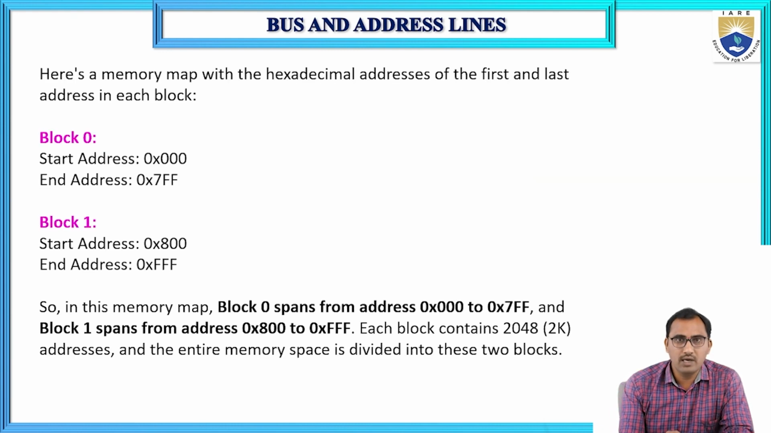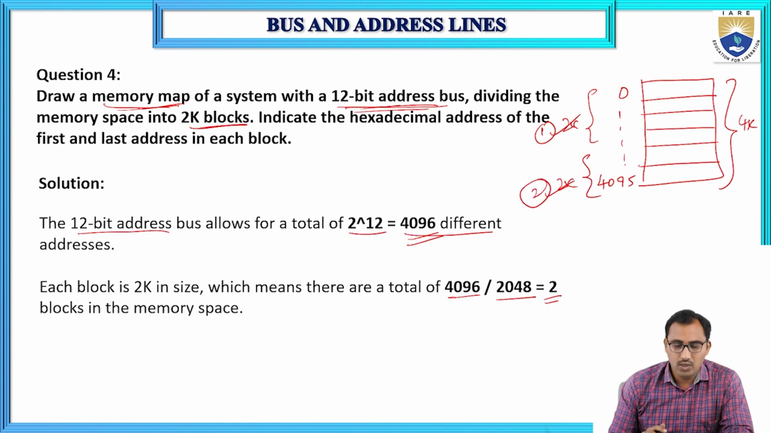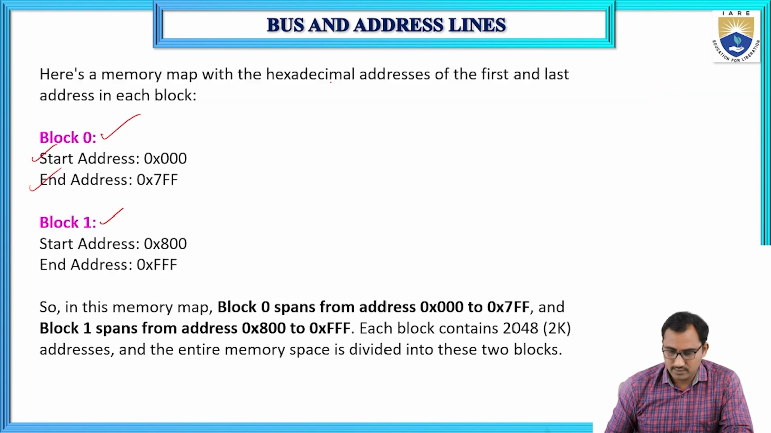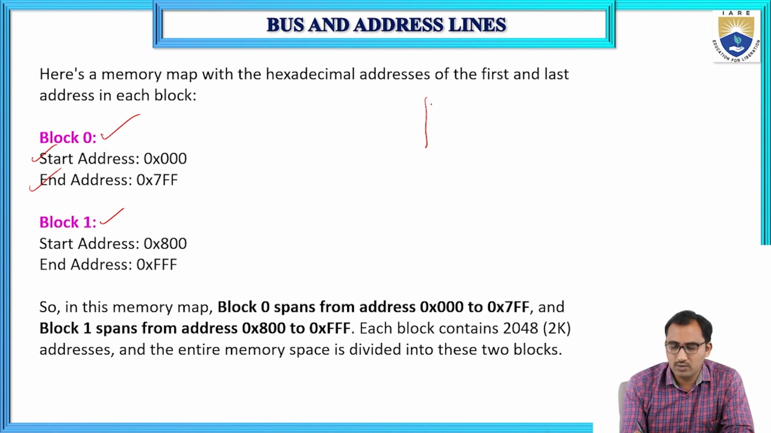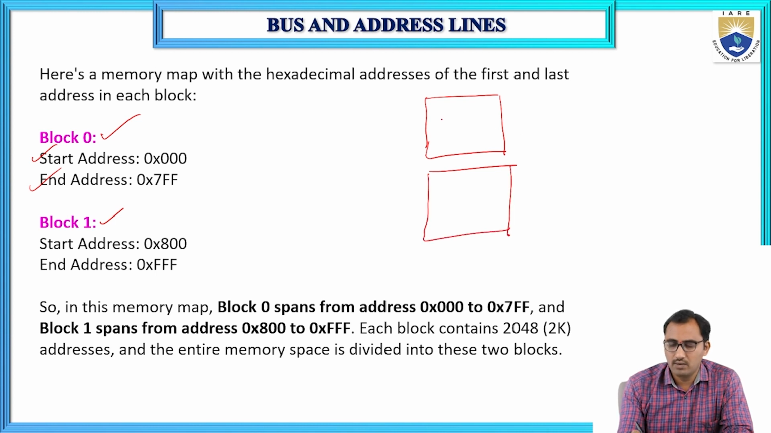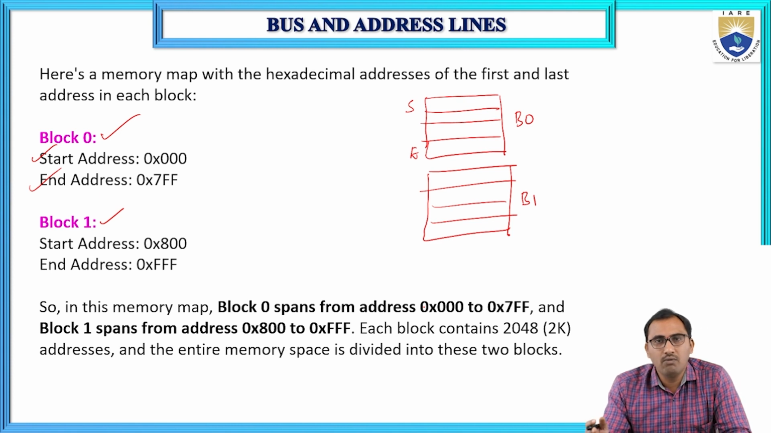So in total we have two blocks, block 0 and block 1. What is block 0? We need block 0's starting address and ending address. Here in total we have 12 address lines. So for block 0, what is the starting address and what is the ending address? Total we have 12 address lines.